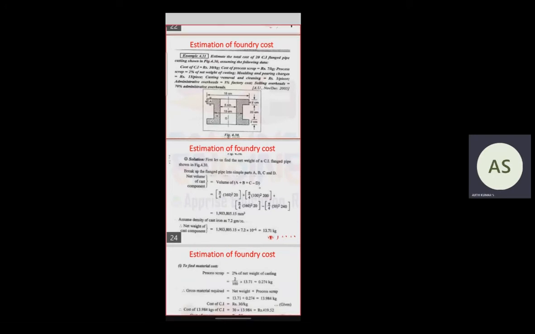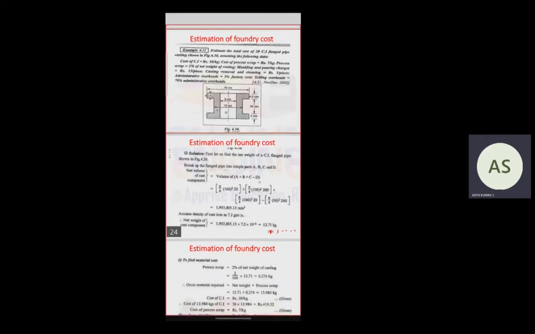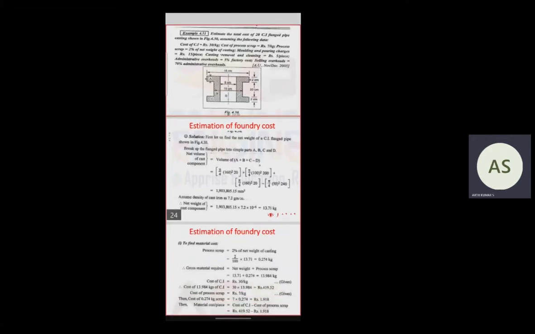So next we want to find the material cost. Process scrap is equal to 2% of net weight of casting. It is given in the question itself. So 2 by 100 into net weight 13.71 is 0.274 kg. This is the process scrap.